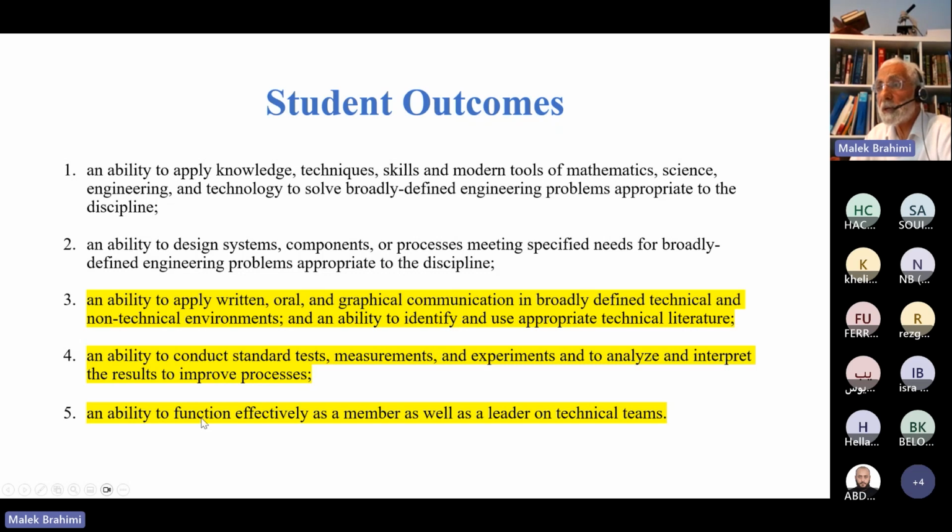Also, ability to function effectively as a member as well as a leader in a technical team. A technical team is in the lab. So these are very important and they are all related to the experiment. When you do an experiment in the lab, I'm talking about mechanical engineering, so that's what we use.